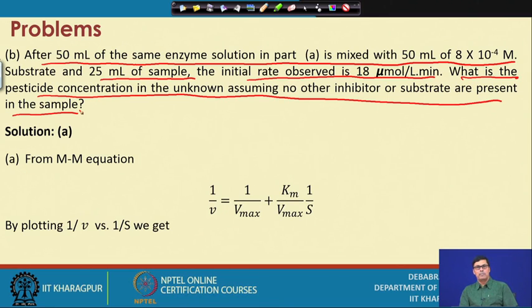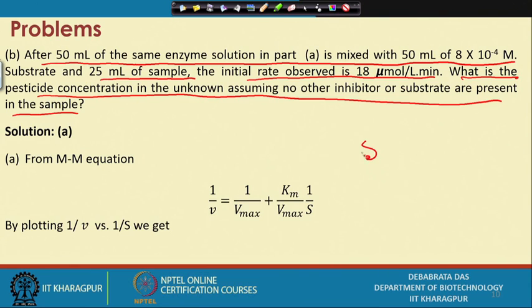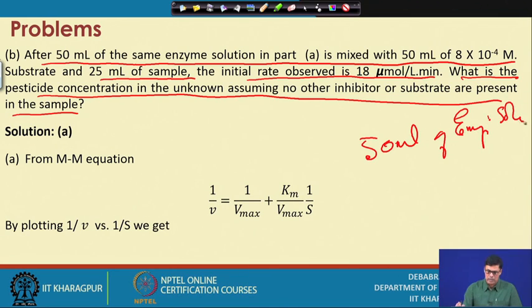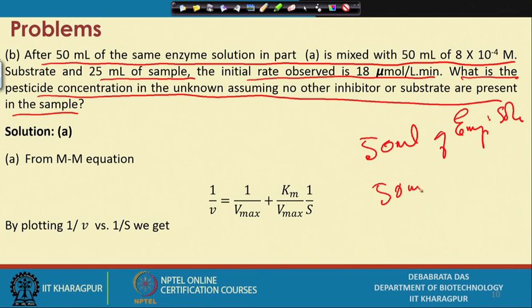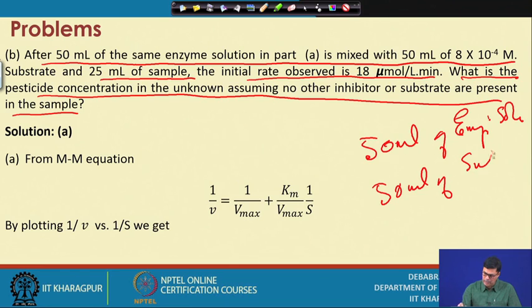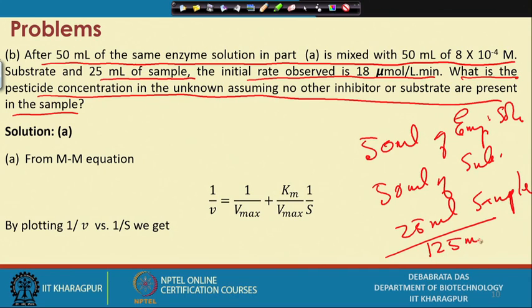Now, what does it mean? Let us try to understand. It says that 50 milliliter of the enzyme solution, the same enzyme solution, is mixed with 50 milliliter of substrate, and 25 milliliter of sample. Sample means pesticide sample. So, what is the total volume? It is 125 milliliter, am I right?